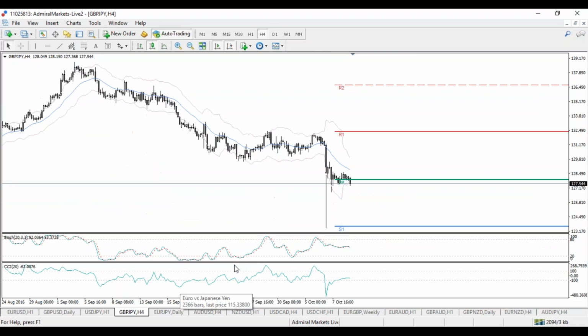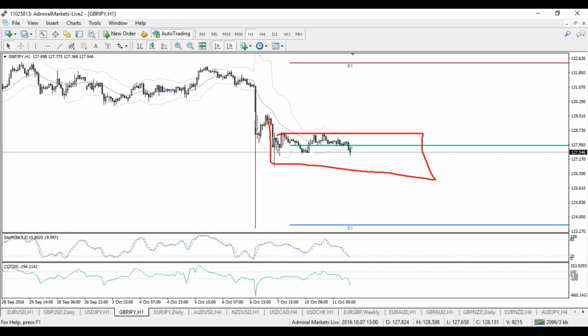Same for the pound yen, I think. Also making a range right here. Does not look that great. Let's quickly look at the euro odd.